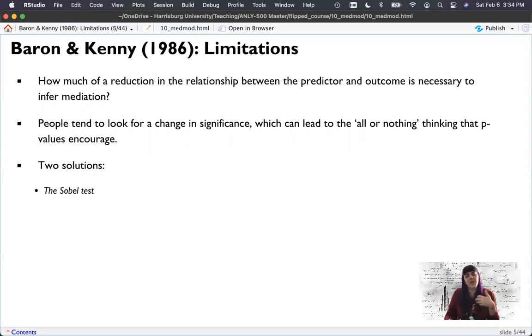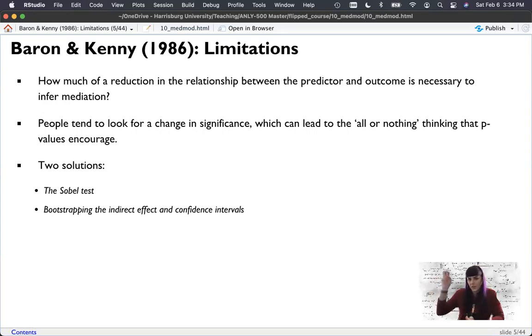And so two solutions: one, the Sobel test, which we'll talk about in a second, and bootstrapping, which is definitely the more popular option now, because with our computing abilities, we can do this rather easily. Before, maybe it wasn't so easy. Sobel test is just some math. Bootstrapping is really fairly straightforward. So we can use that as our parameter, our estimation of whether or not this mediation has occurred.